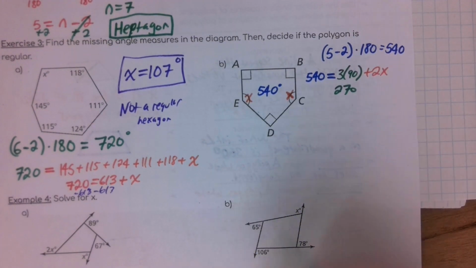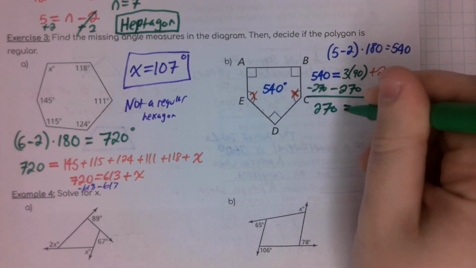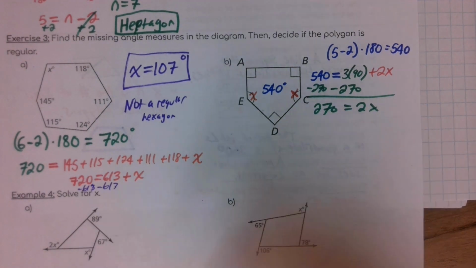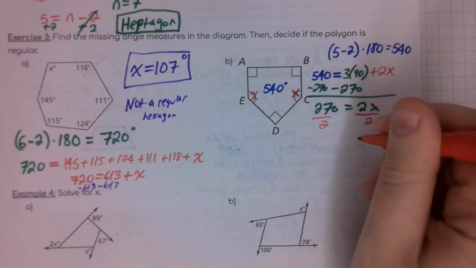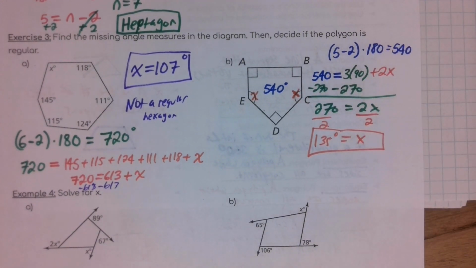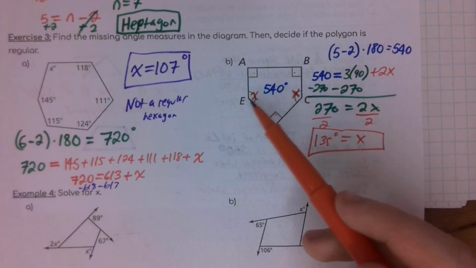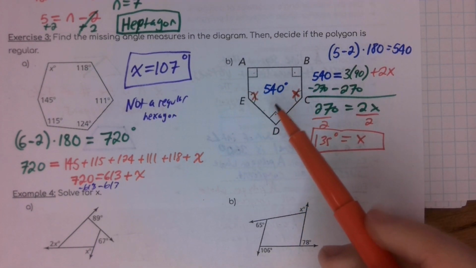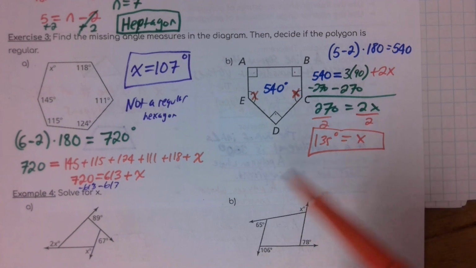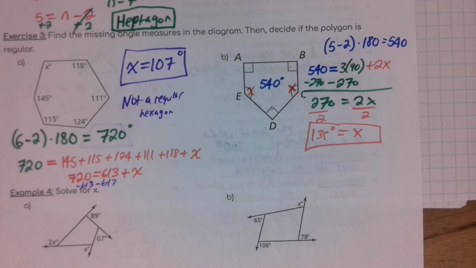3 times 90 is 270, so we can subtract 270 from both sides, giving us 270 equals 2x. And when we divide by 2, we get that x equals 135 degrees. Nice! We found the missing angle measure. This one is also not regular, because while these angles are all 90, these ones here are 135 degrees. It's not a regular polygon if we've got different angle measures, so neither of these are regular. Perfect.